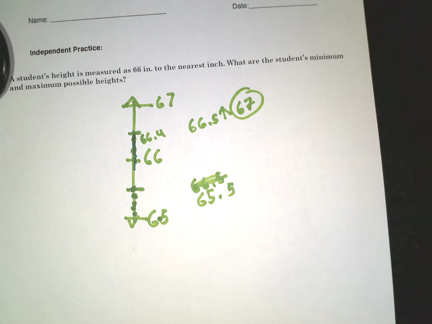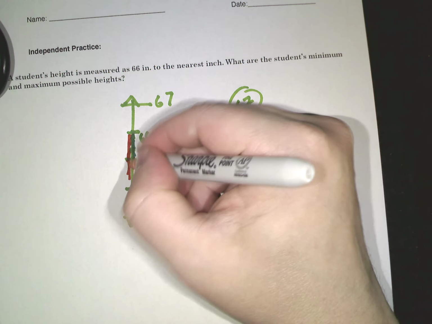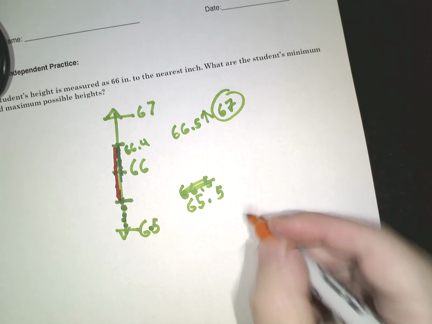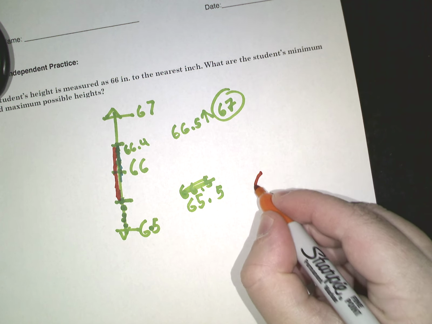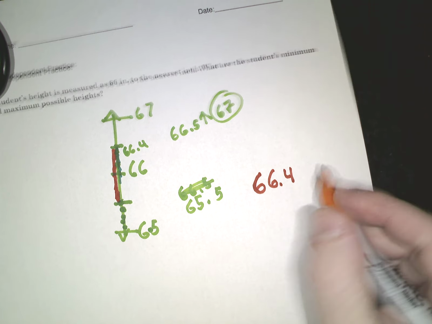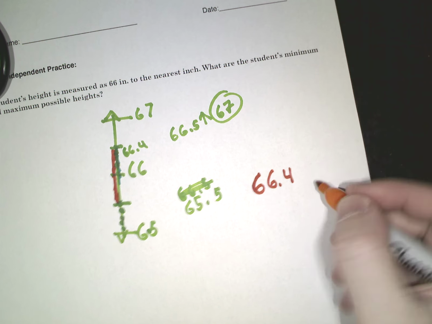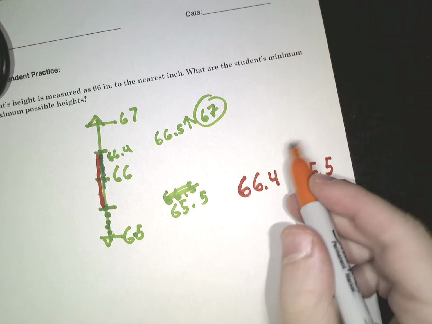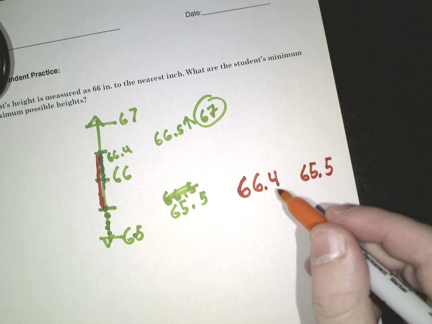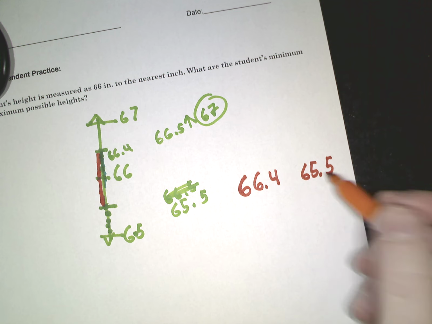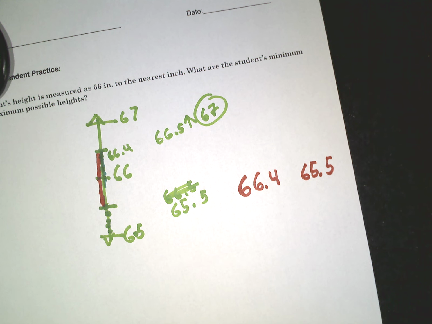If I say someone, I'm doing a bad color for this, let's do orange. If I say someone is 66 inches, and I'm rounding, that means they could be anywhere from 66.4 inches tall, and they could be anywhere to as short as 65.5 inches tall. Either way, if someone is 66.4 inches tall, I could say this person is 66 inches tall. I could say this person is 66 inches tall if I round.